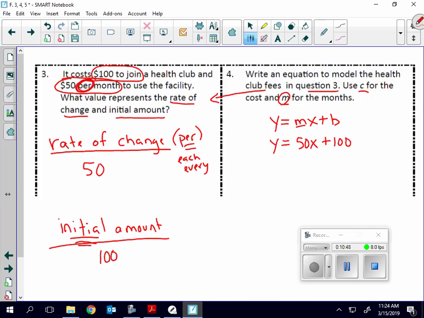Now let's write it using their letters. They want us to use M and C. So C is the cost. Well, the cost is what it equals in the end. So that's this one. The cost is $50 per month, right? And it said it right here, $50 per month. That's why the 50 goes with the M and then plus the 100.